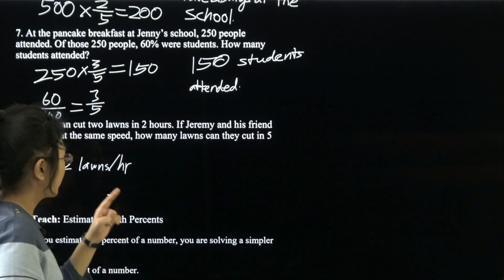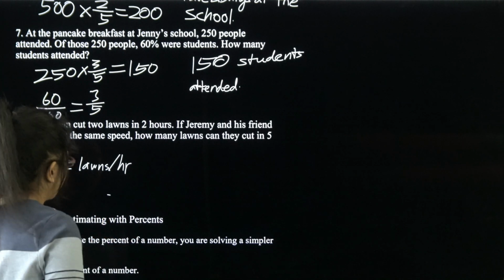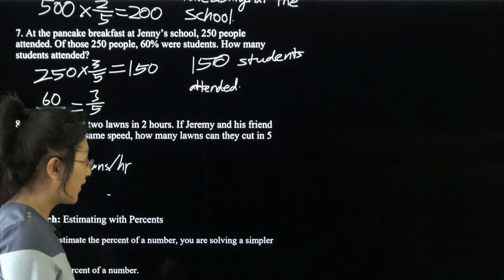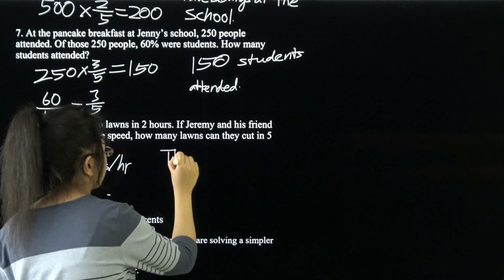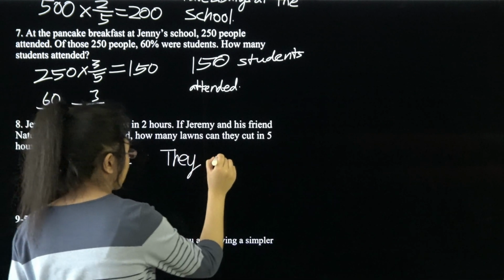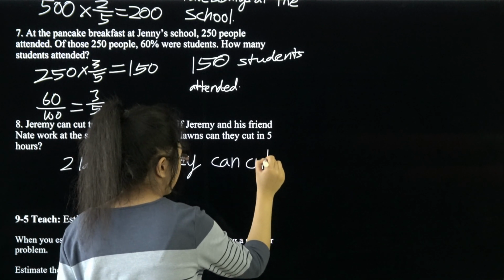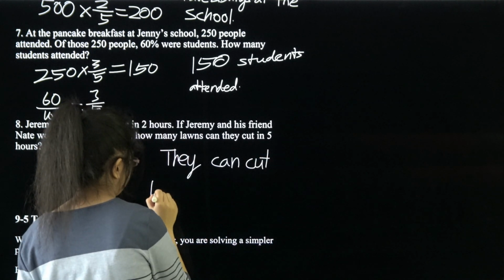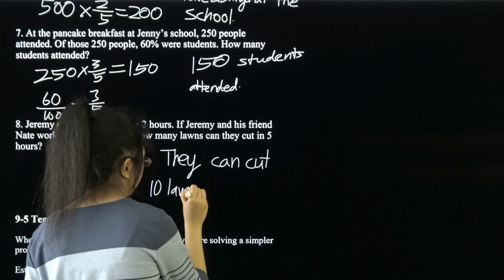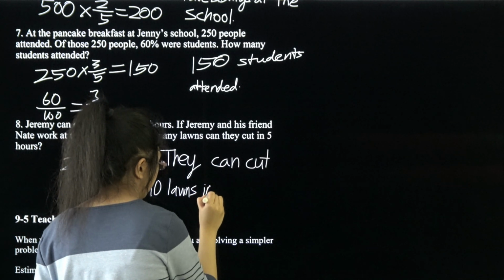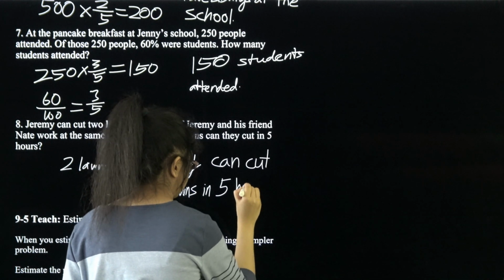So how many can they cut in 5 hours? Well, if they can cut 2 lawns in 1 hour, then 2 times 5 is the amount that they can cut in 5 hours. So 2 times 5 is equal to 10. They can cut 10 lawns in 5 hours.